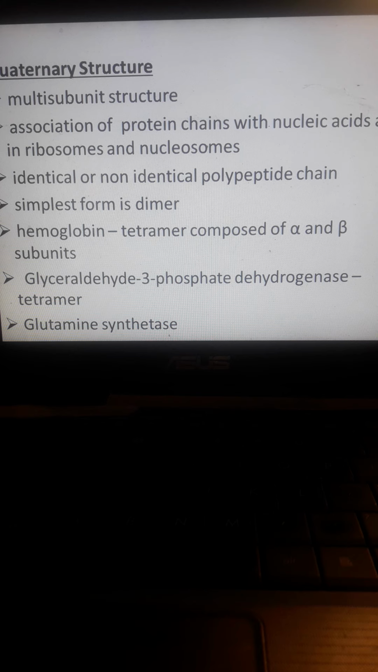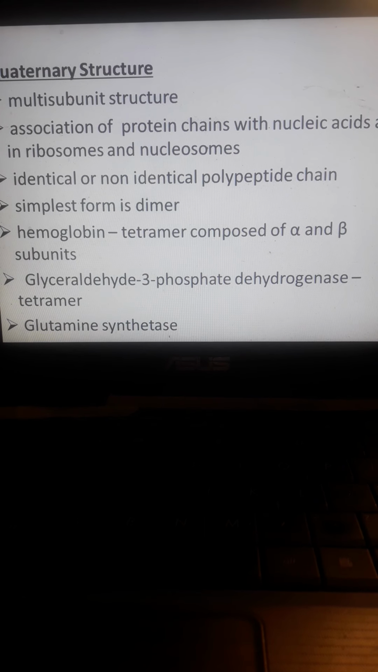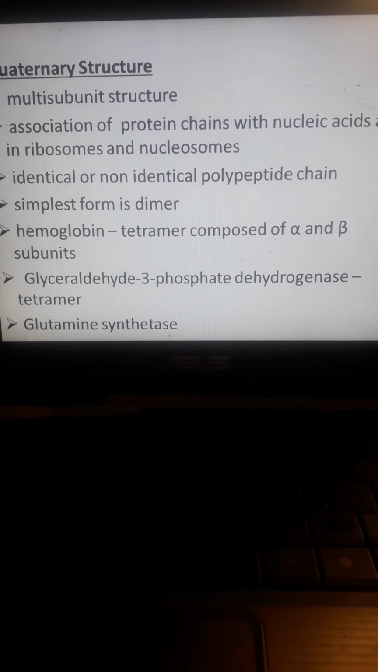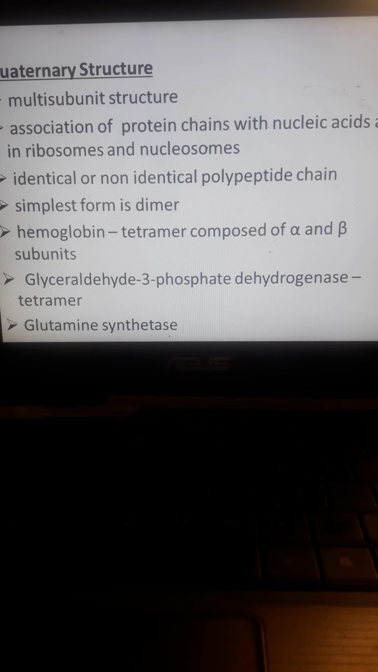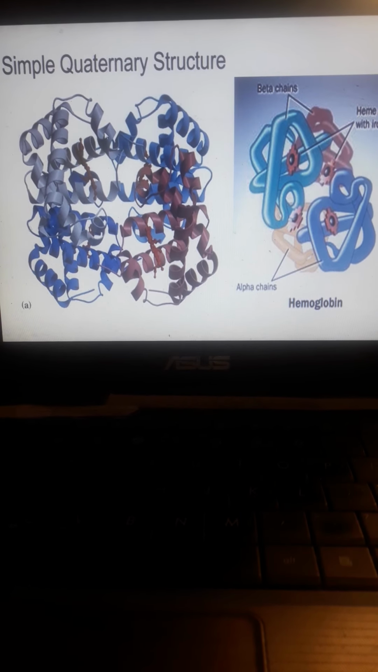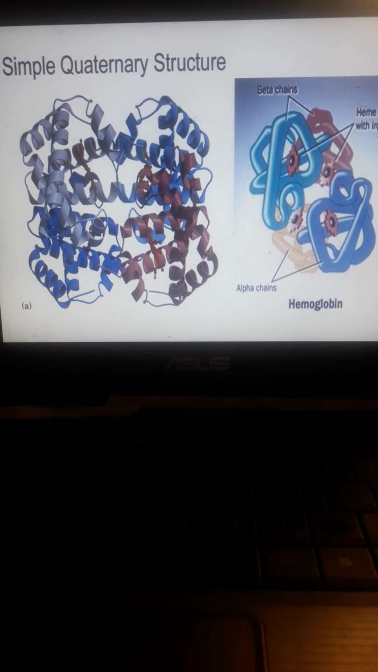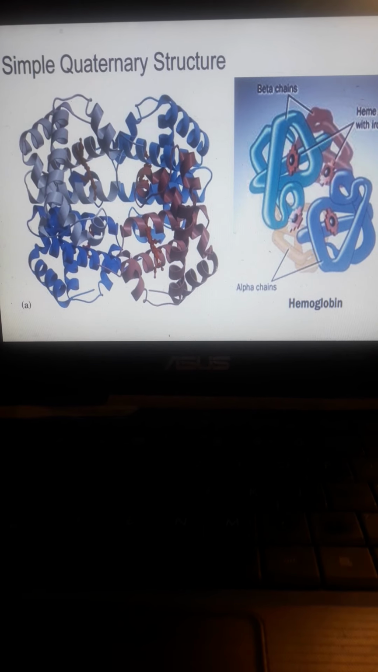And there is a tetramer, that's four, composed of the alpha and beta subunits of hemoglobin. Glyceraldehyde 3-phosphate dehydrogenase is an example of a quaternary structure that is a tetramer. We also have the enzyme glutamine synthetase, which is a quaternary structure. Mostly enzymes are quaternary based on their structures. So this is a simple quaternary, a dimer. Hemoglobin has beta chains, the heme subunits, the ones with iron, together with alpha chains.